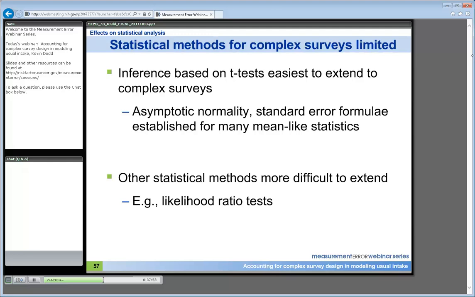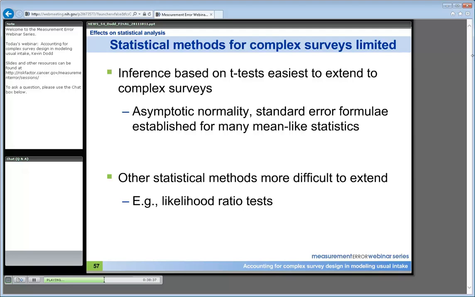So this problem, where not all software is fully survey aware, is in part due to the fact that it takes a lot of work to actually extend statistical techniques that are developed for simple random sampling to extend those to the complex survey case. And as you might have guessed from the examples I've discussed so far, it turns out that the simple estimators like the mean are the easiest to work with, and inference based on the classic t-test is relatively easy to extend to the survey setting. So survey statisticians have established these central limit theorems and standard error formulae for a lot of these mean-like statistics, and these have been incorporated into standard survey analysis software packages such as SAS or SUDAAN or Stata or R.